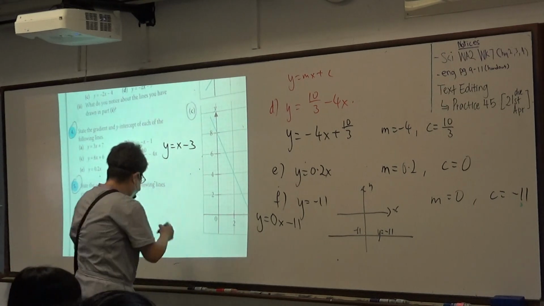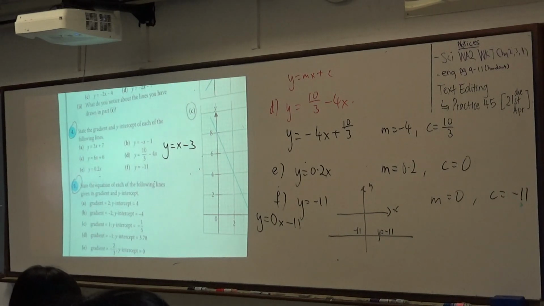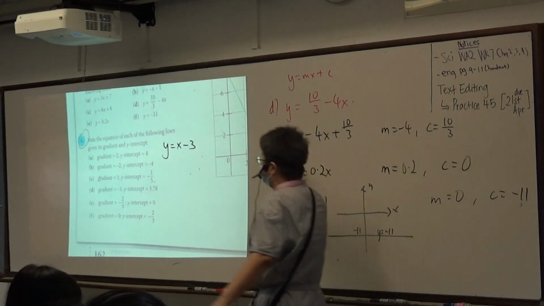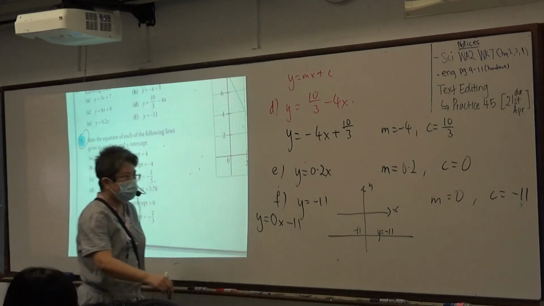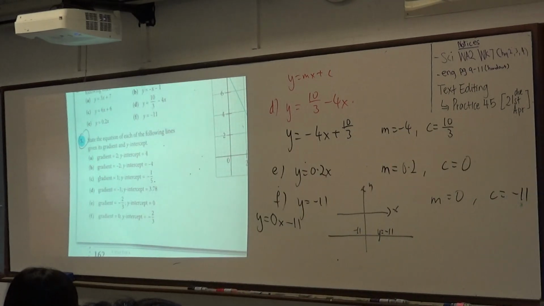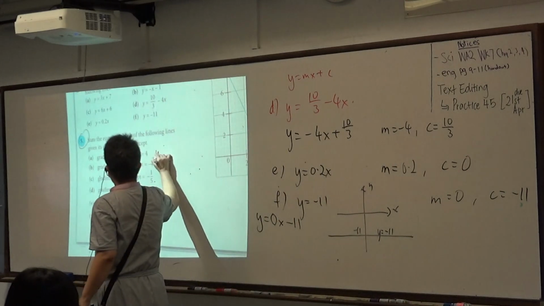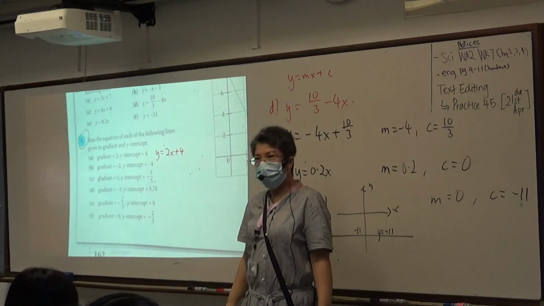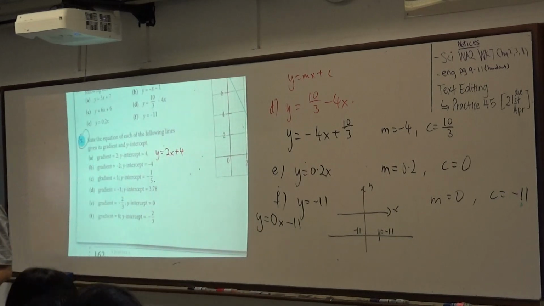Okay, alright, good. Now, next, let's move on to question number 5. I'm just going to write the answer beside. State the equation of each of the following lines given its gradient and y-intercept. Now, I told you, right, if you know how to go forward, you must also know how to go backwards. So, this one will be y equals to 2x plus 4, correct? A. Am I right to say that? Okay, I give you 3 minutes, you do the rest of it.